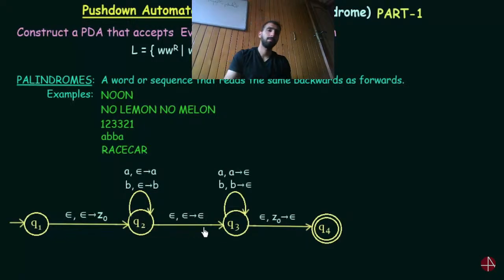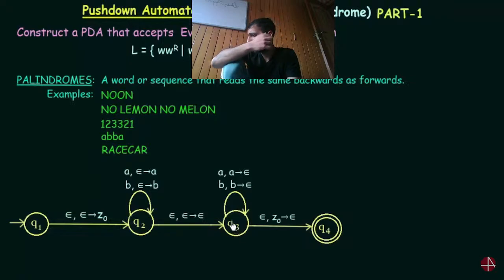And then at this point, we assume that we have reached the midpoint of our string. Like for example, if we were taking this, we assume that we have completed this NO and we are reaching this middle point. So when we reach the middle point, what we do? We don't read any input symbol, we don't pop any symbol, and we don't push any symbol, but we directly go to the next state, which is state Q3.